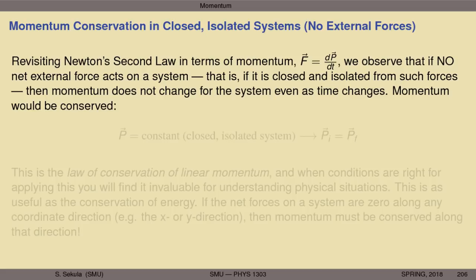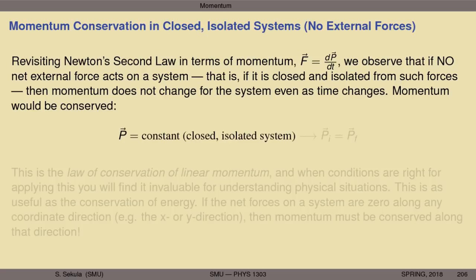And if F is zero, dp/dt for any system of particles is also zero. So we've learned something quite profound. If we can isolate and close off a system so that we have no unaccounted for external forces that can act on a system, then it must be true that even as time changes, the total momentum of the system will not. And momentum would be conserved.